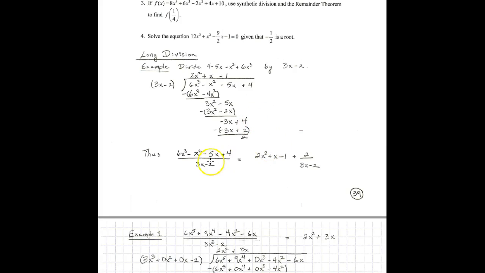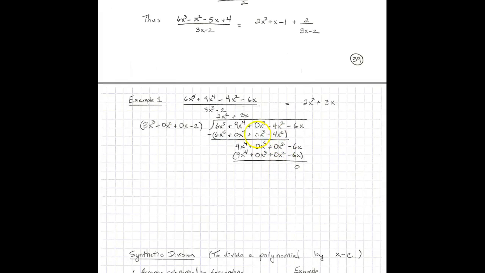So the way I write that is, I took this third degree polynomial and divided it by 3x minus 2. It gives me this second degree polynomial, 2x squared plus x minus 1, plus my remainder term, 2 divided by 3x minus 2. So that's the answer.